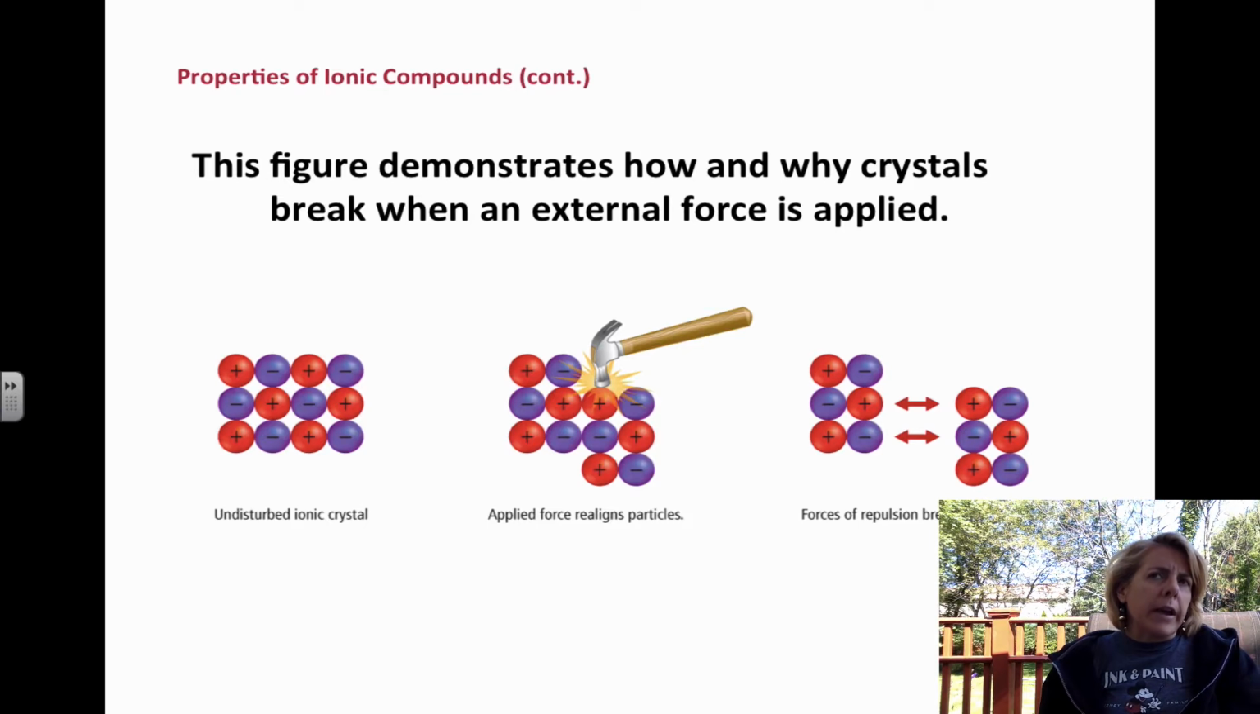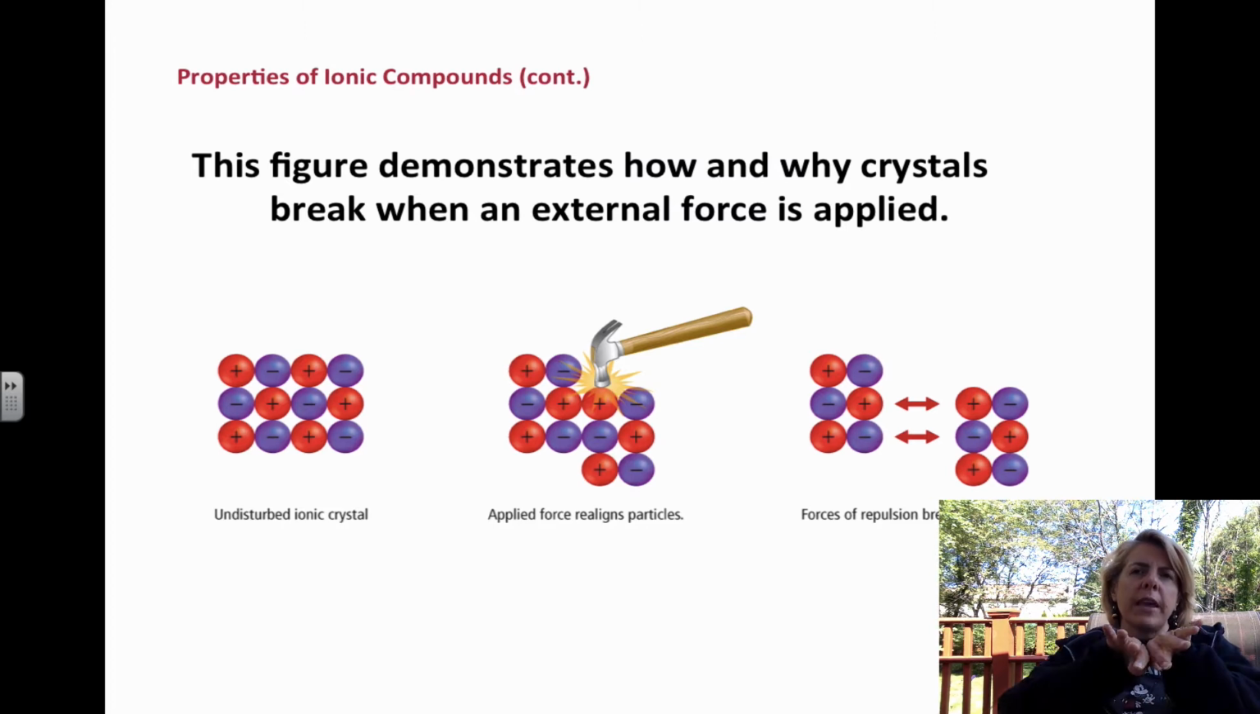This diagram shows you what happens to solid ionic compounds. If we apply a stress to them, like a hammer, notice that the ions shift, so the layers misalign with each other, and when you have two like charges together, they repel each other. So this makes it easy for the ionic compound to separate and break apart.